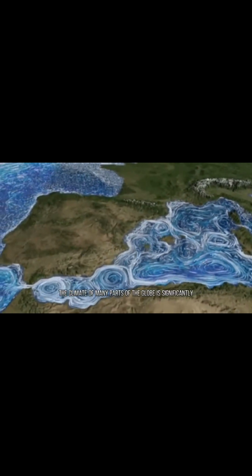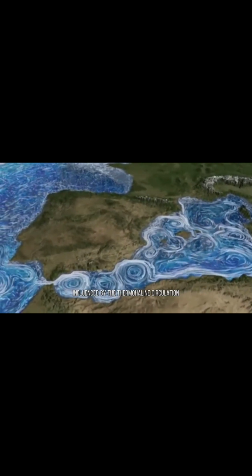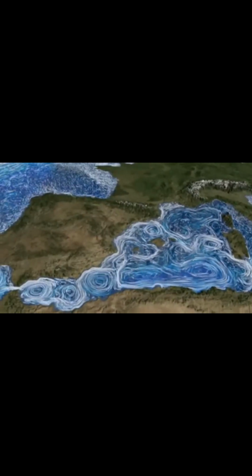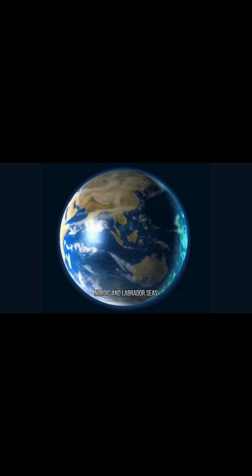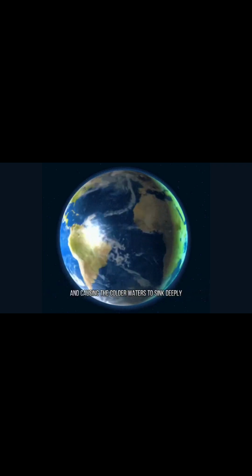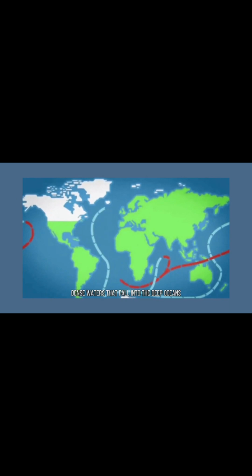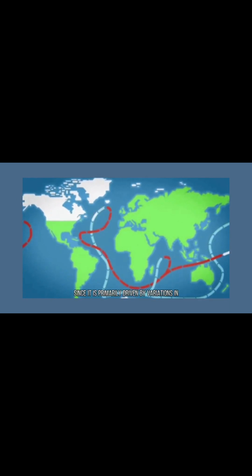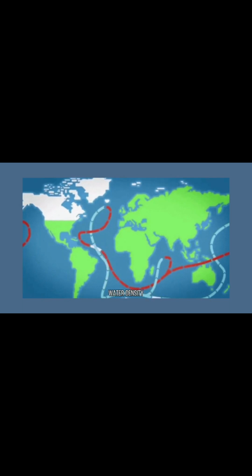The climate of many parts of the globe is significantly influenced by the thermohaline circulation. The Gulf Stream is a component of the thermohaline circulation, which also includes the Atlantic meridional overturning circulation. This ocean circulation system transports heat from the tropics and southern hemisphere to the North Atlantic, Nordic, and Labrador seas before losing it there and causing the colder waters to sink deeply. The thermohaline circulation is dependent on the cold, dense waters that fall into the deep oceans, since it is primarily driven by variations in water density.